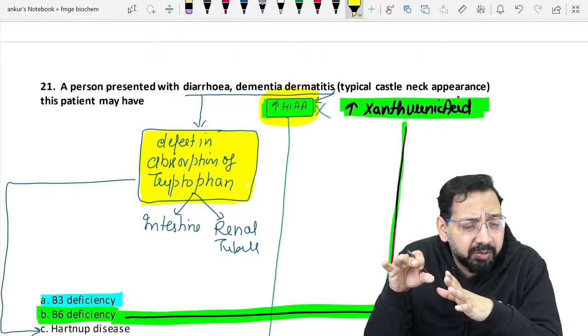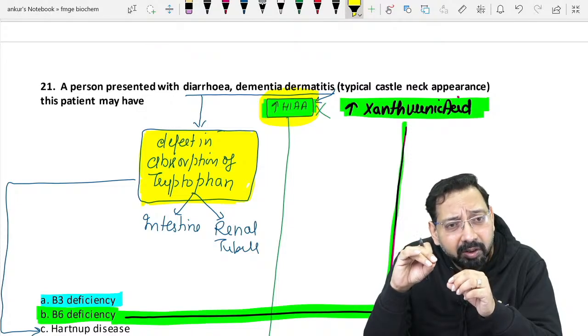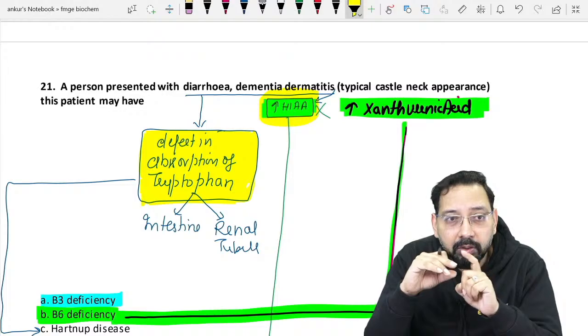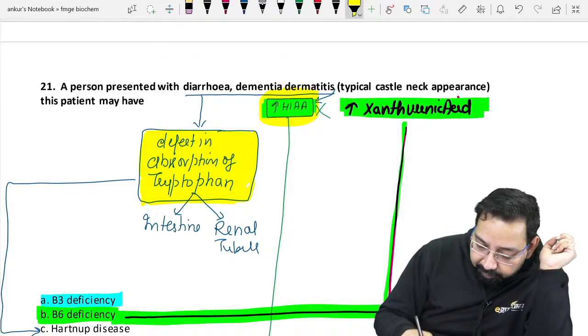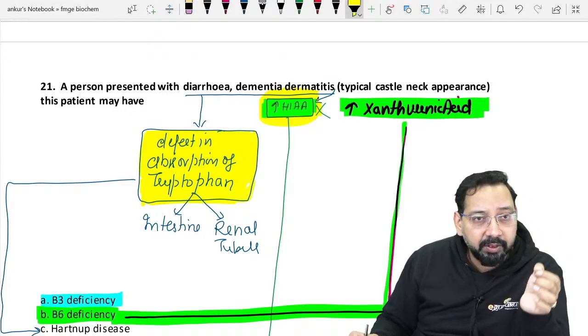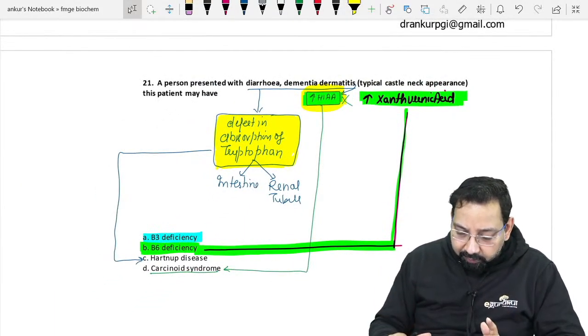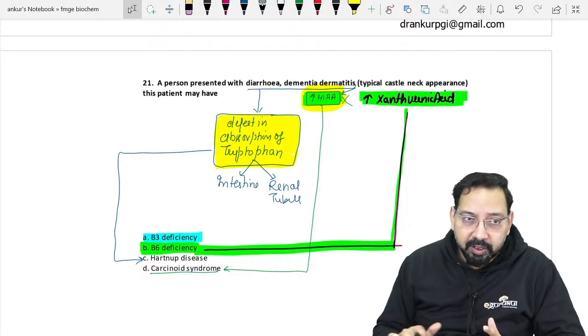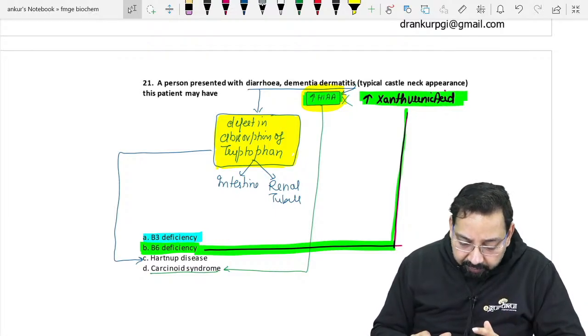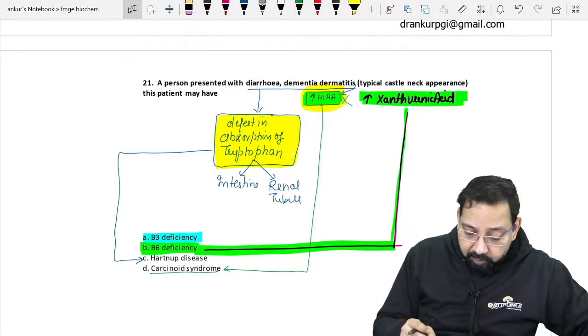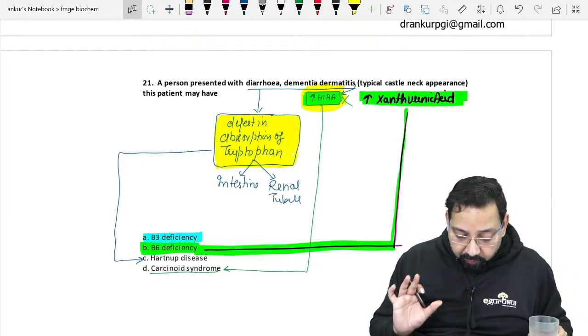Okay, carcinoid syndrome. But they are asking you biochemically, so they will not give symptoms. They will give simply the word HIAA, and they will ask what is the answer. They will give xanthurenic acid. What is the answer? They give the defect is an autosomal recessive disorder. If they give that the person is having an autosomal recessive disorder, the answer would be this.